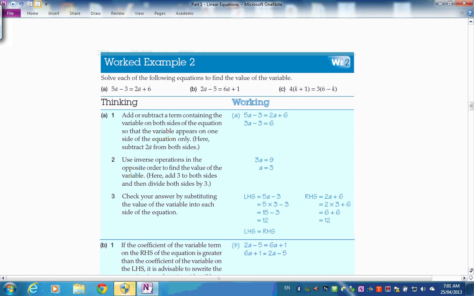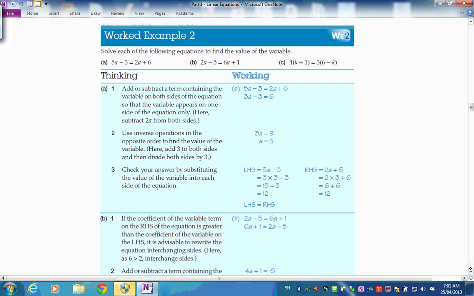Okay, so here's the next type of example, and in this one we've got a letter on both sides. So let's have a look at this first one. Something like, I thought of a number, I multiplied by 5, subtracted 3, and the answer was the same as doubling the number and adding 6. So you can see where that sort of expression might come from. So here's our first line, and the first thing is to do what they say here, collect up like terms.